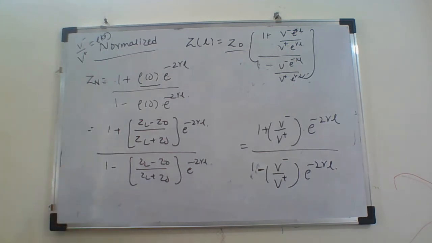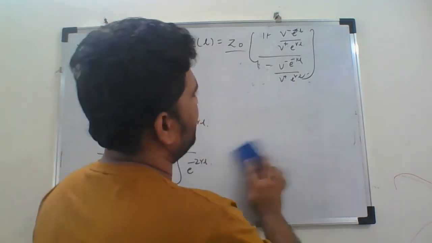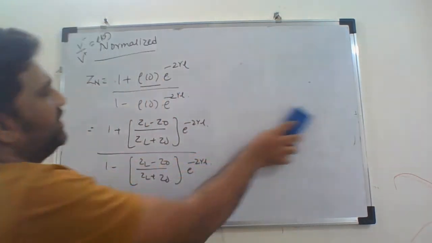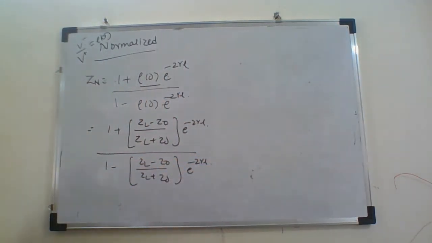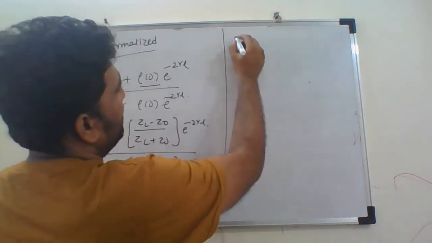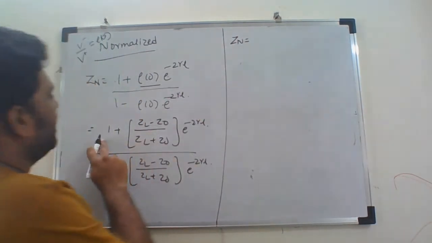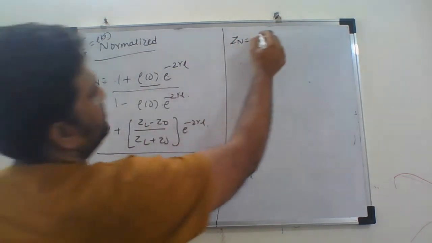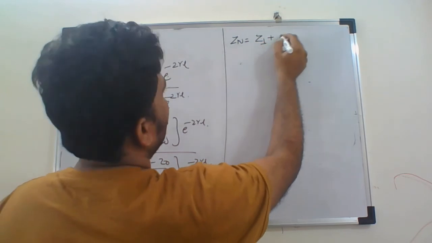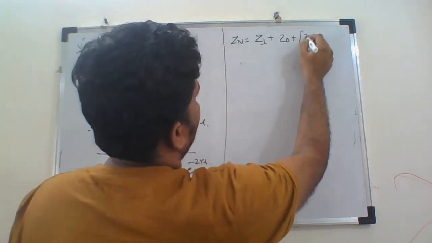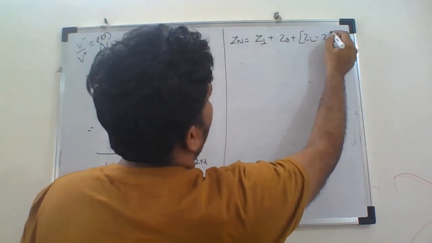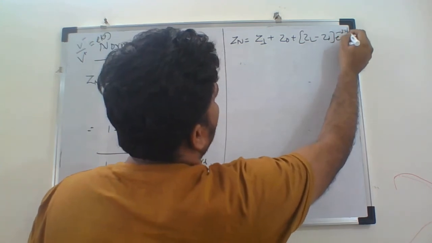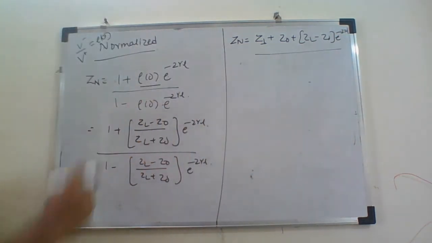So from that I get something like this. Okay, I think you are following this. Now the normalized impedance Zn is equal to 1, and I'll take ZL plus Z naught as the LCM here and here. So this will become ZL plus Z naught plus (ZL minus Z naught) into e power minus 2 gamma L.